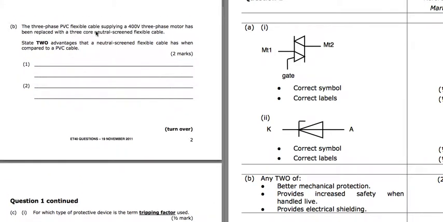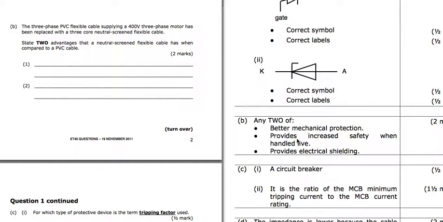Three-phase PVC flexible cable supplying a 400 volt three-phase motor has been replaced, and we've replaced it with a neutral screened flexible cable. What advantages has the neutral screen cable got? Well, it's got better mechanical protection, it provides increased safety when we handle it live, and it provides electrical shielding with that screening.